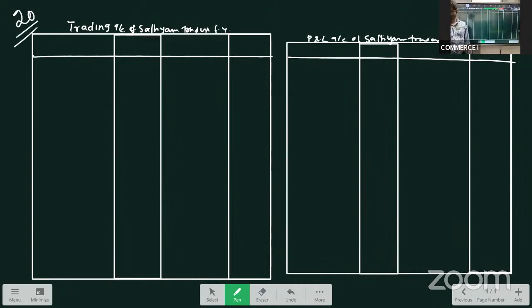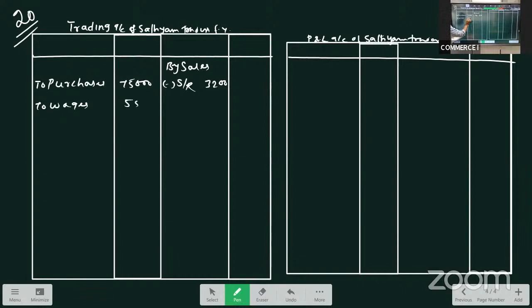I am doing question number 20. See, what are the items in trial balance? In trial balance, we have purchases. Purchases will go to the debit side of trading account. Amount is 75,000. Then sales returns. Sales return we take on the credit side. We deduct from sales. Sales return given on the debit side is 3,200. Let us see later. Wages. No adjustment on wages, so I'll take wages directly in the outer column. Wages are 5,500.